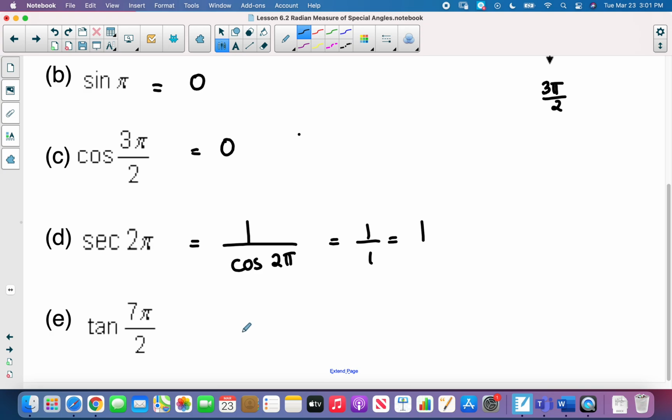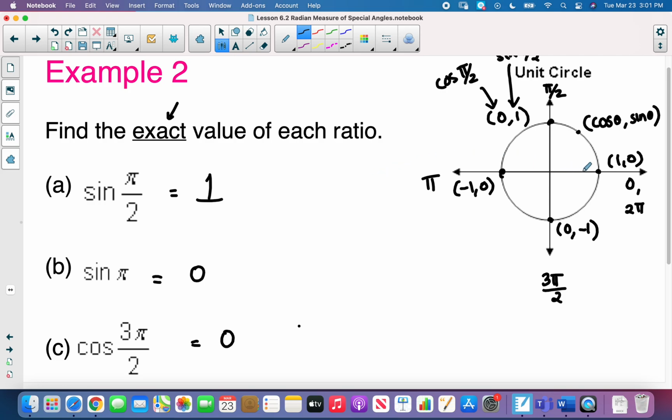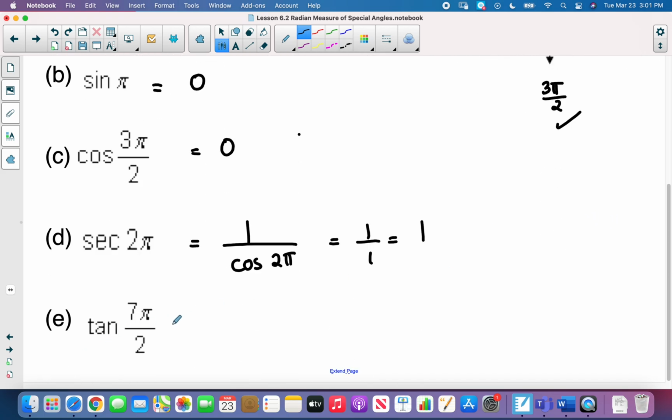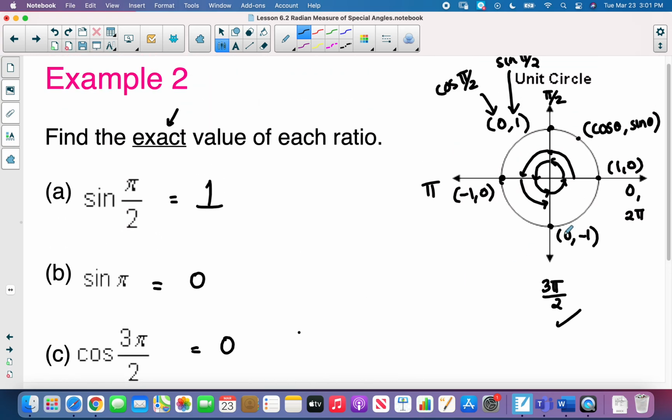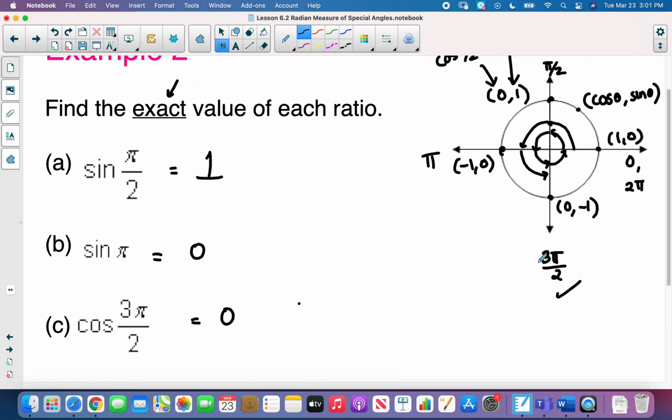Tan of 7 pi over 2. So 7 pi over 2, well, this is 1 pi over 2 when you go from here to here. 2 pi over 2, 3 pi over 2, 4 pi over 2, 5 pi over 2, 6 pi over 2, 7 pi over 2. So 7 pi over 2 ends up here, which will be the same as 3 pi over 2. So the tan of 7 pi over 2 will be the same as the tan of 3 pi over 2, because it ends up being the same angle. It ends up right here, 3 pi over 2.